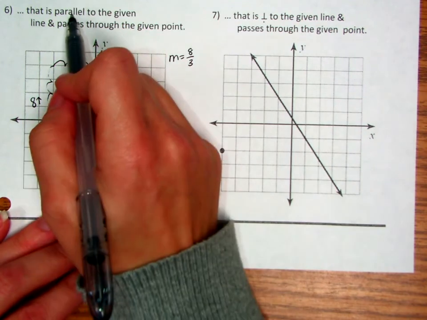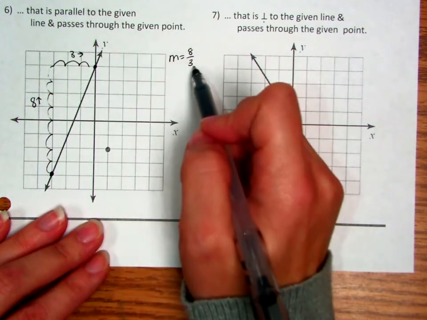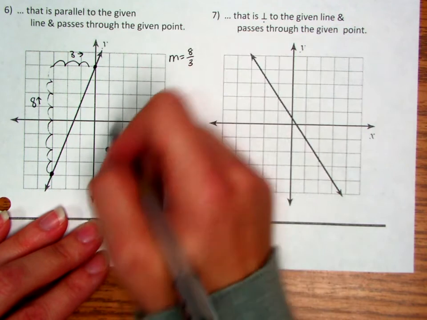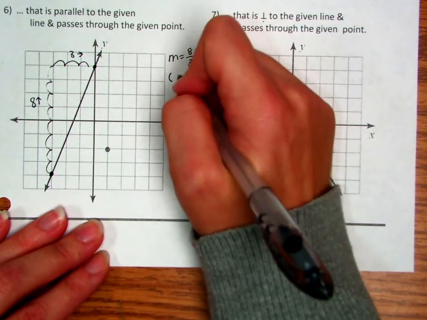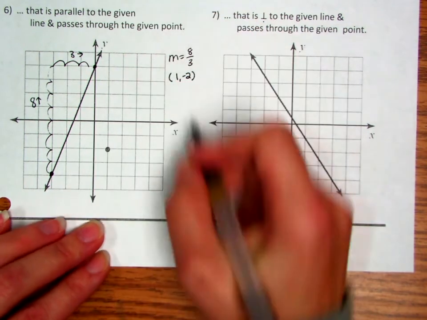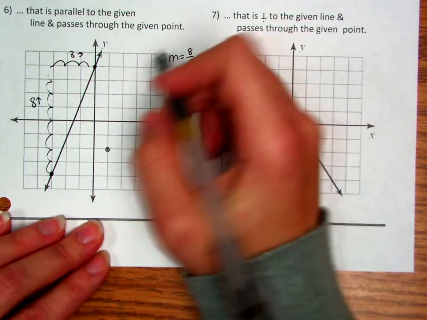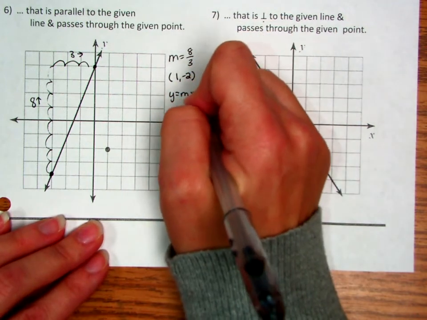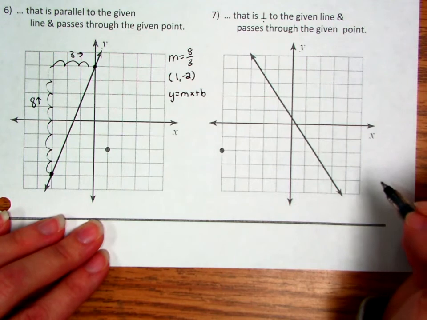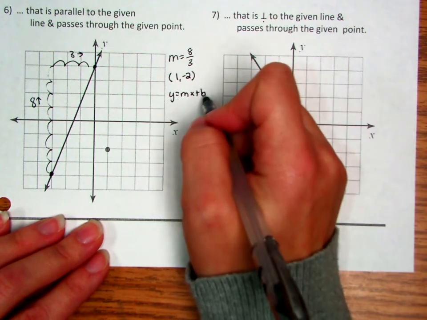Since we're using parallel slopes, we want that same slope. But we also need it to pass through this point. Well, this point right here is at (1, -2). So you've got to plug this information back into y = mx + b, the slope-intercept form of an equation, so that we can find out what the value of b is.